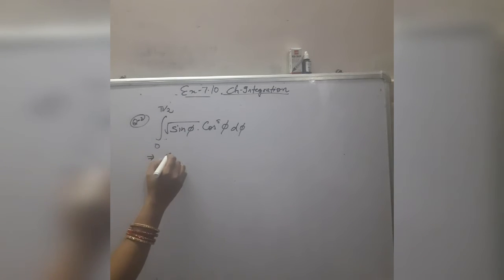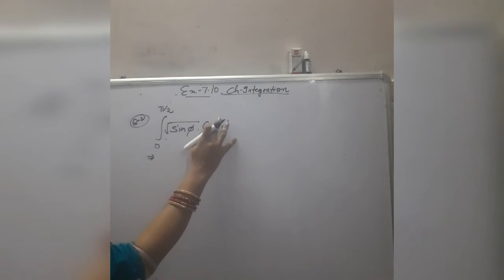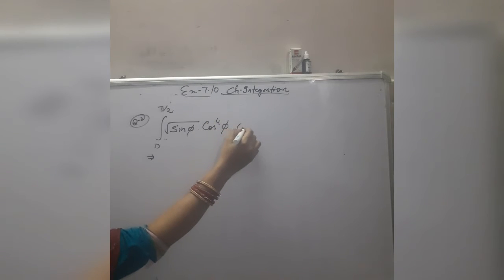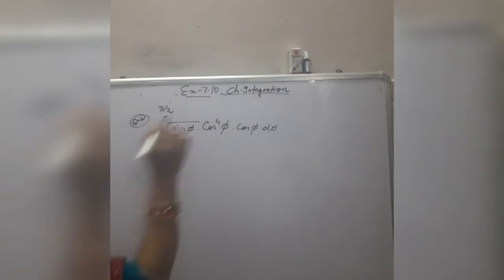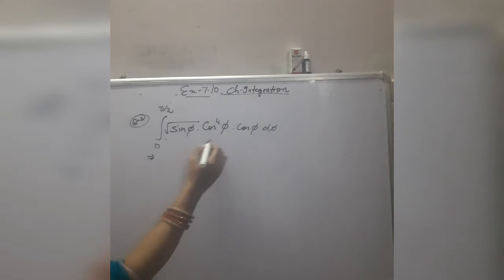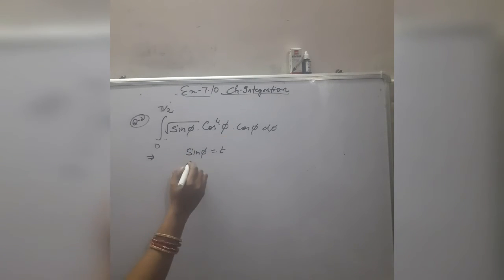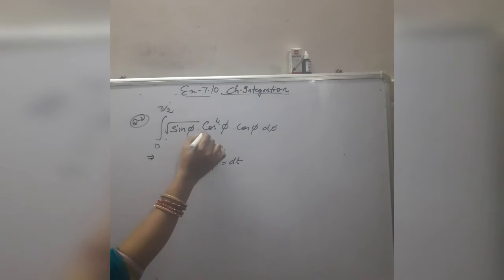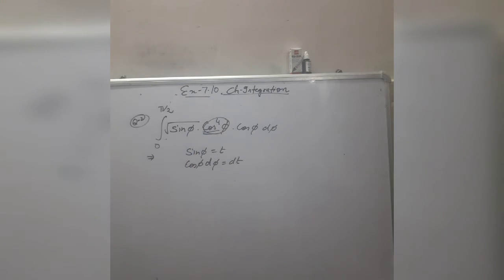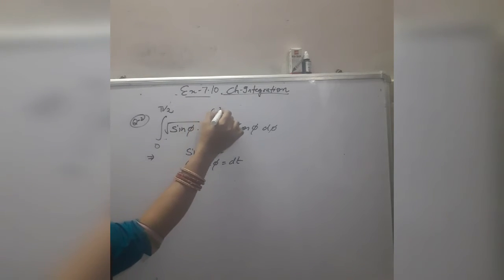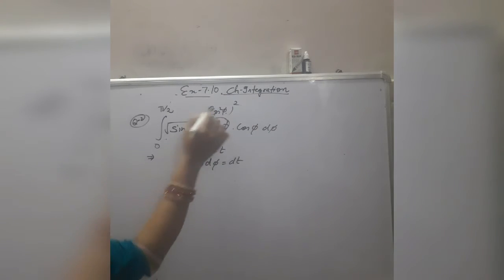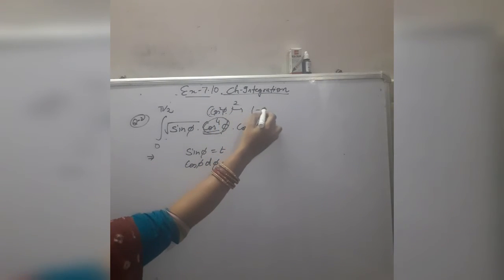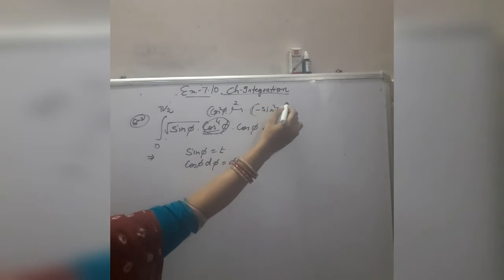Now by using substitution method, this cos raised to power 5 phi can be written as cos raised to power 4 phi into cos phi. In this sum we will put sine phi is equals to t, because derivative of sine is cos. So taking derivative on both sides, cos phi into d phi is equals to dt. And this cos raised to power 4 phi can be written as cos square phi then whole square, and cos square phi can be written as 1 minus sine square phi then whole square.